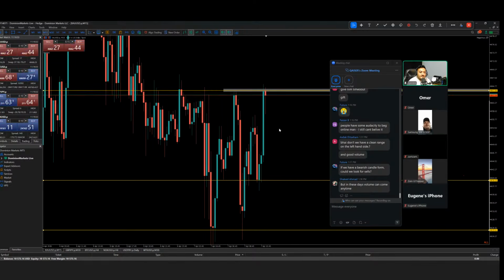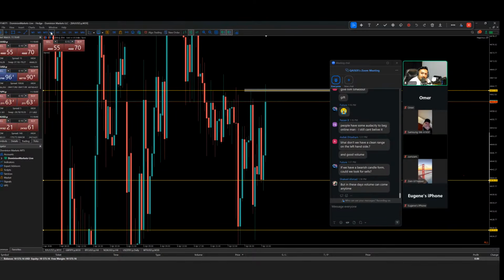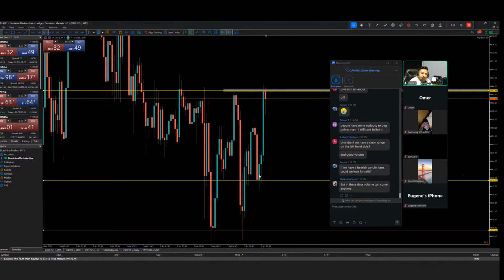People have some audacity to beg, and I still can't believe it. Yes, why don't we have a clean range on the left hand side? No, we didn't have a clean range on the left hand side, buddy. So if we have a bearish candle form, could we look for sells? It's an interesting question you ask, buddy. But look, the current session trend is in a bullish form.